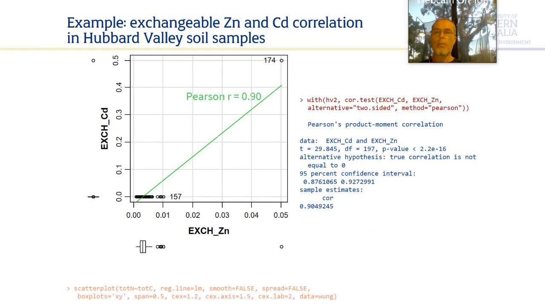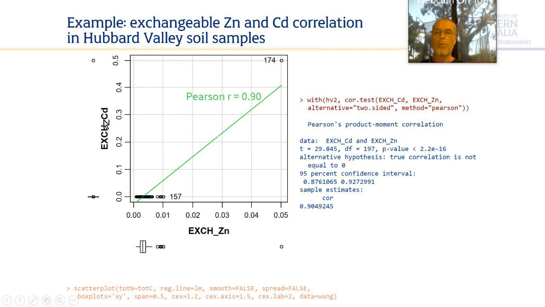Here's an example from the Hubbard Valley. So we're trying to assess a correlation. I know that I've plotted a line, which is technically a regression line, but that's just to illustrate the procedure.